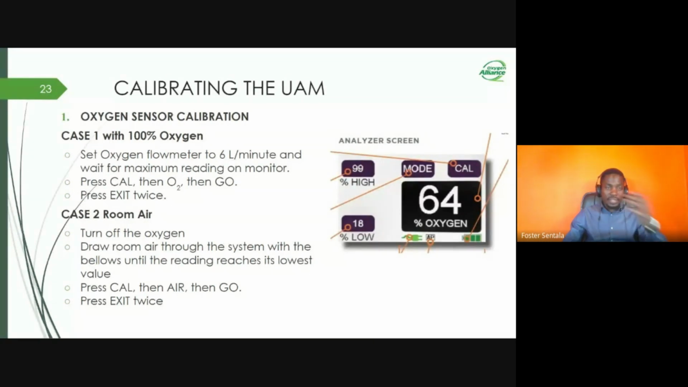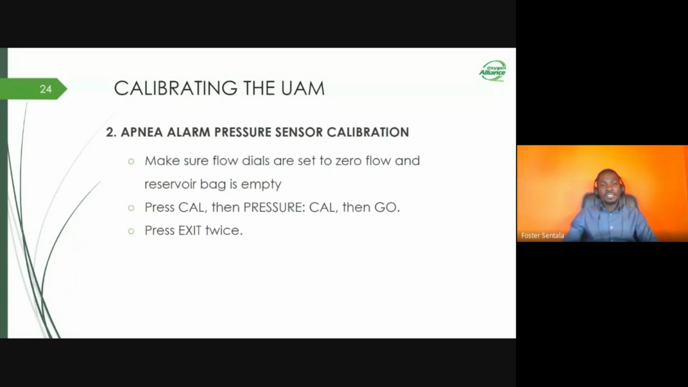Secondly, on the next slide, if you want to calibrate the pressure sensor, the apnea alarm pressure sensor, you set the flow to 0. So you close all the flow meters so that you don't have any flow, and also you empty the reservoir bags. Then when you have no flow, you press calibrate, then you choose pressure calibration as represented there, and then you click on go. Also, to exit, you click the exit button twice.